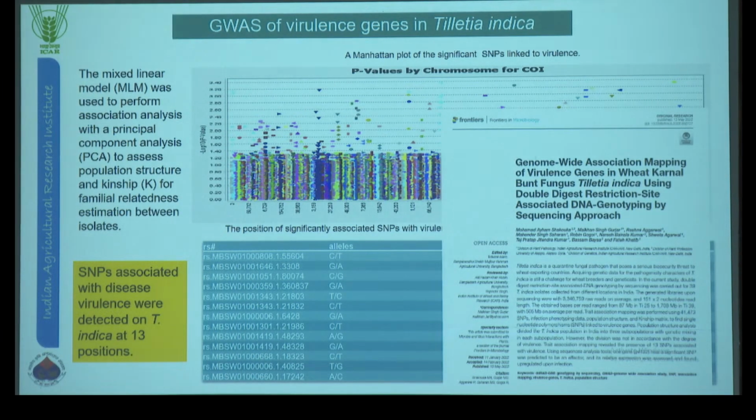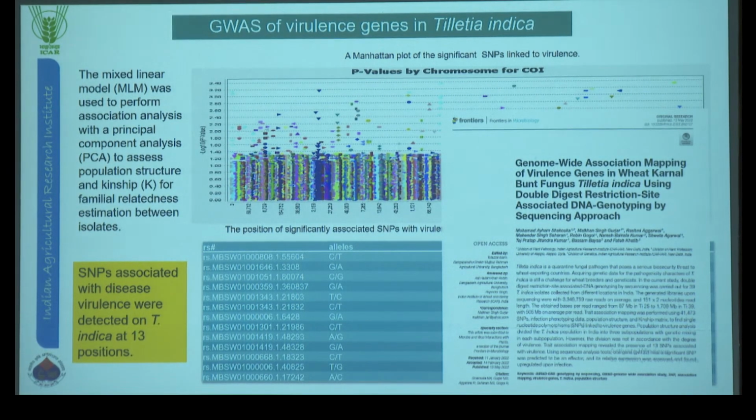Again I am repeating, if you know the virulence loci in the pathogen, then the corresponding genes in the host can be identified. You can call it an S gene. That S gene can be silenced or not? Genome editing is nowadays coming in a big way, so that S gene can be silenced.